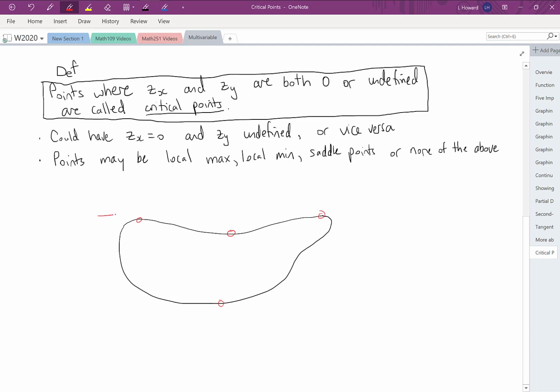Okay, so this point on the left, that would be a local maximum. This one over here, also local maximum. Down at the bottom here, we've got a local minimum. So when we say something like local minimum for a multivariable function, again, we're just saying it's a point that is lower than all the other points surrounding it. Similarly, a local max is higher than all the other nearby points.